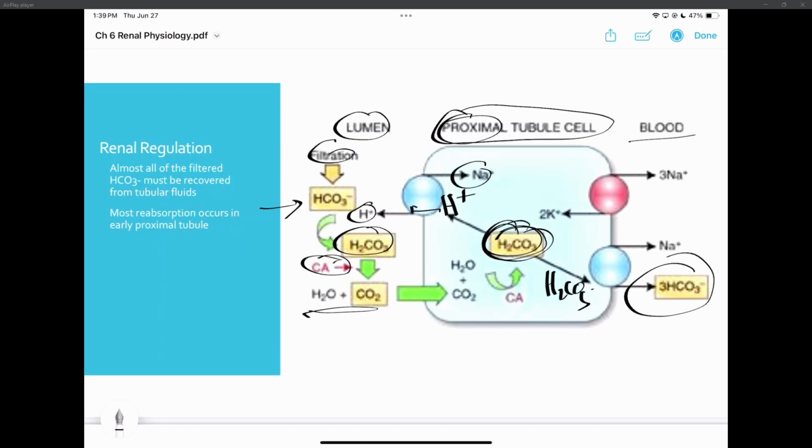Okay, so as 1 bicarb went into the lumen, you get 3 out. That's how the kidney is able to generate bicarb. And that's why bicarb is higher on the venous end, because the kidney is going to create their own bicarb. They create 3. Okay, so this is what's going on with bicarb, and most reabsorption of the bicarb will occur in this early proximal tubule.